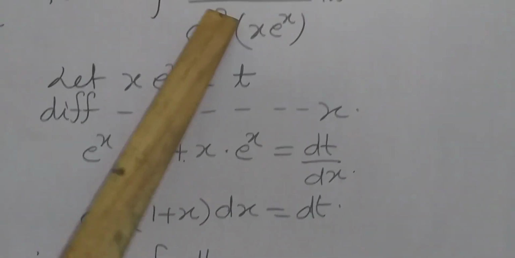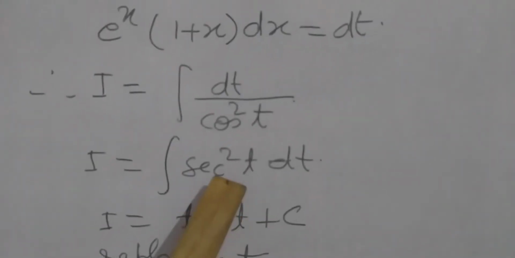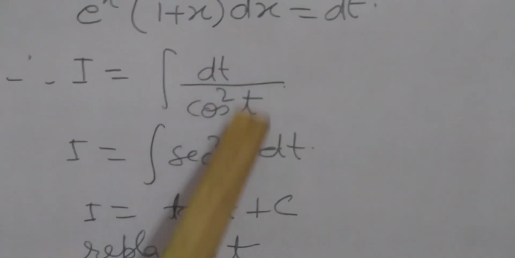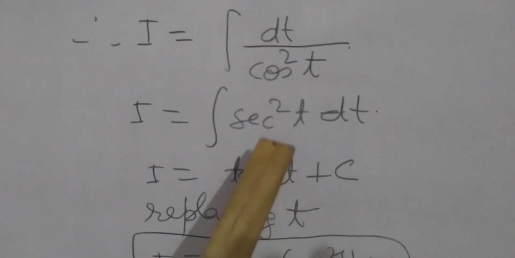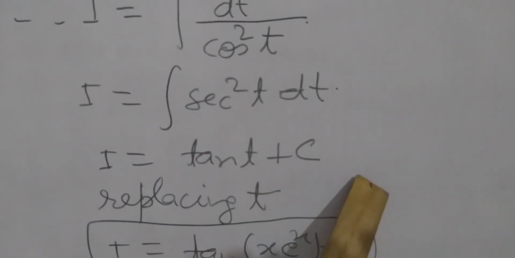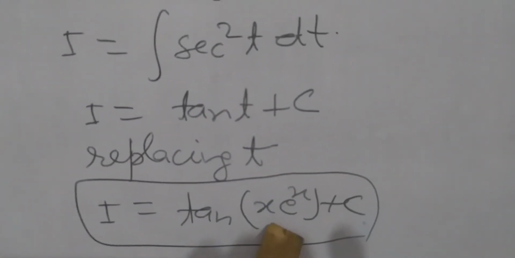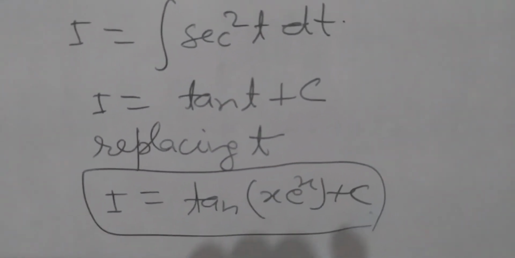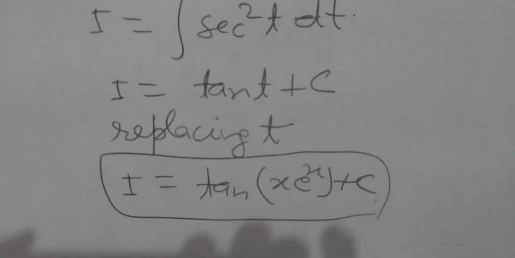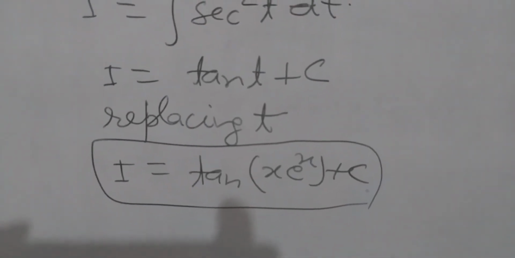So e to the power x, 1 plus x dx equal to dt. Okay. So it will become what? dt upon cos square t. So 1 upon cos square t can be written as sec square t dt. Integration of sec square t is tan t plus c. So replacing t back, we can write tan of x e to the power x plus c. Okay students. Okay then. Have a nice day.